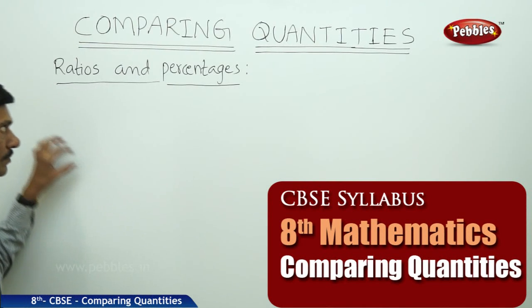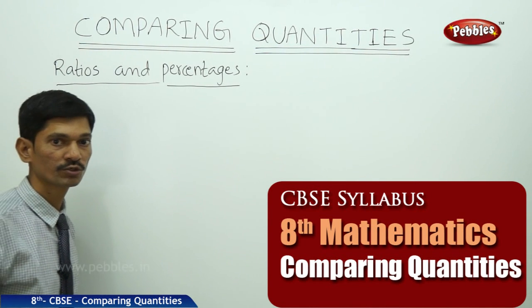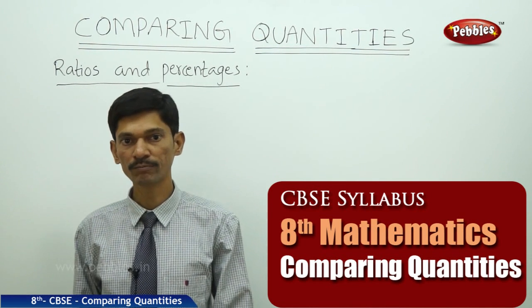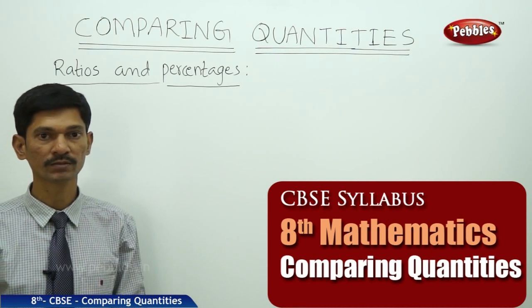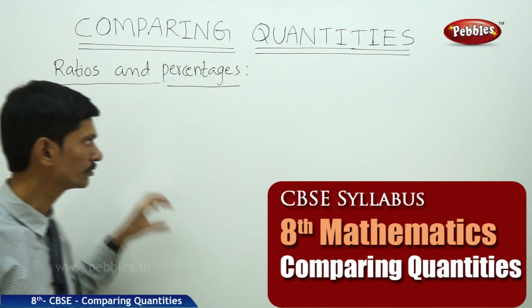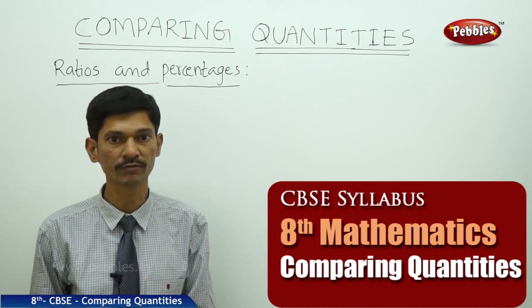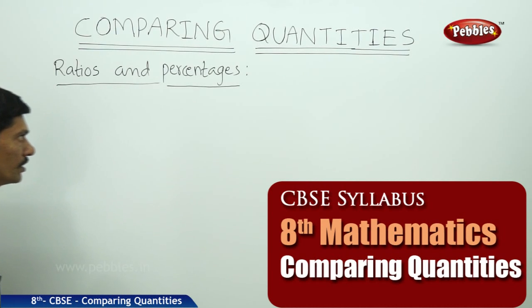Let us go to the next chapter, comparing quantities. So in this, the first topic is ratios and percentages. So what is a ratio? We can compare two quantities by division, but the two quantities must be in the same units. So when the two quantities are in the same units, if you compare the two quantities by division, then it is said to be a ratio.